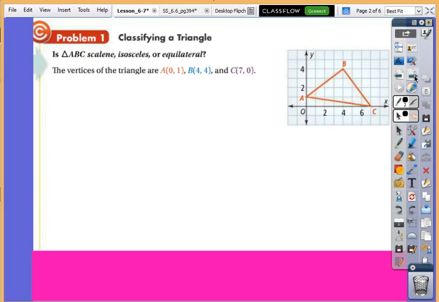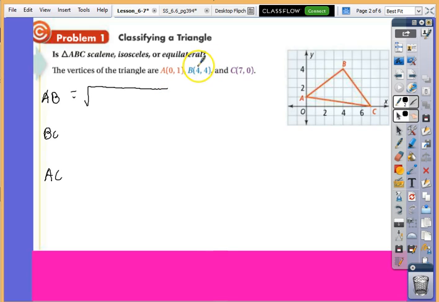So in this particular problem right here, I'm asked to classify this triangle. I want to classify whether it's scalene, isosceles, or equilateral. Okay, so to do that, I'm going to just find the lengths of all the sides. I can't think of any quicker way to do that. So I need to know the length of AB, I need to know the length of BC, and I need to know the length of AC. So I'm going to just plug that into the distance formula. I'm not going to rewrite the distance formula. I'm just going to plug the numbers in.